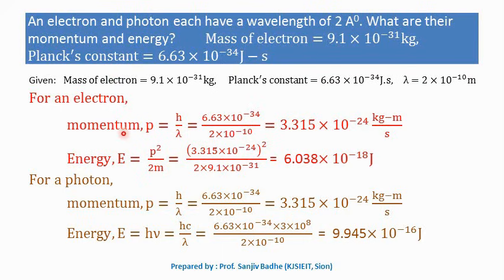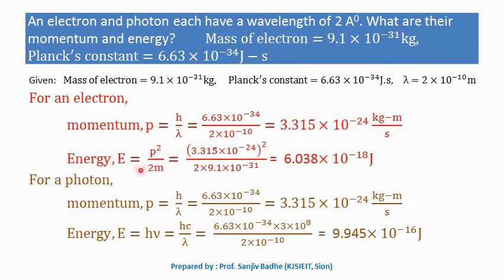So for electron the momentum is given by the de Broglie relation. Lambda is equal to h upon p, therefore p is equal to h upon lambda. h we know, lambda is given to us as 2 angstroms, so that is 2 into 10 raised to minus 10 meters, and momentum of electron can be calculated. When calculation is done it is found to be 3.315 into 10 raised to minus 24 kg meter per second.